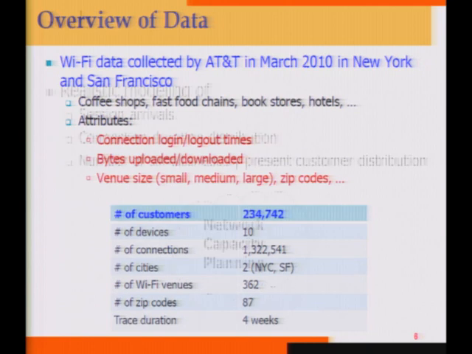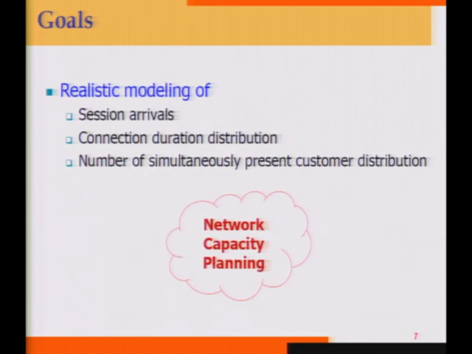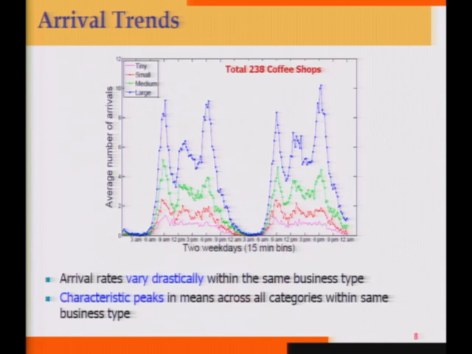So I'll show you some. I talked a little bit earlier about what we want to do with all this data: modeling different things in the network that will help us do network capacity planning. This graph shows a typical arrival trend over 2 weekdays, binned in 15-minute intervals.